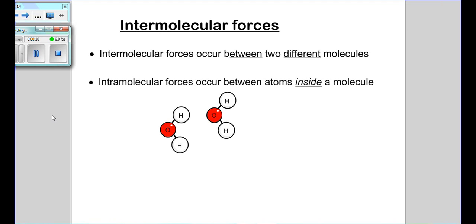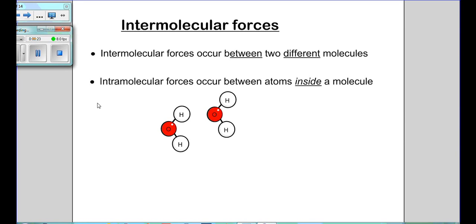Intermolecular forces occur between two molecules. So if you look at this case, for example, we have a water molecule and another water molecule. Intermolecular forces will be the force between this water molecule and that water molecule. So it will be the force between this hydrogen and this oxygen between two different molecules.